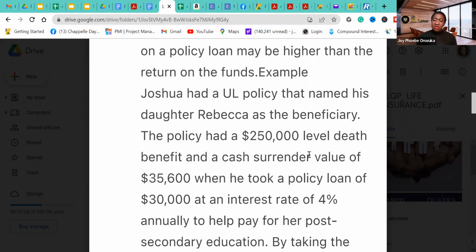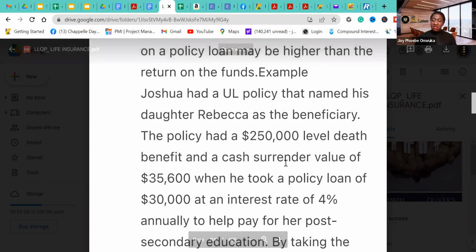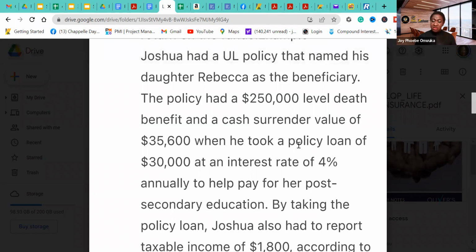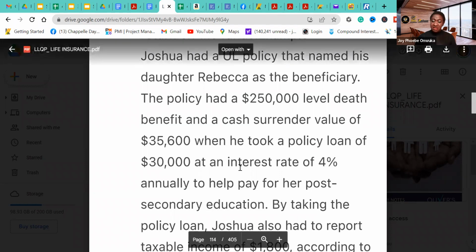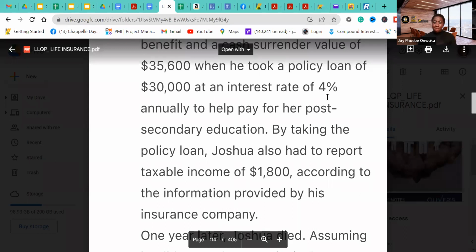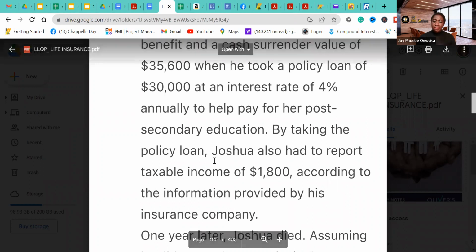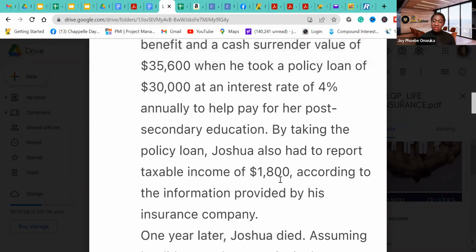Joshua had a universal life policy. This is an example that named his daughter Rebecca as the beneficiary. The policy had a 250,000 level death benefit and a cash surrender value of 35,600. He took a policy loan of 30,000 at an interest rate of 4% annually to help pay for her post-secondary education. By taking the policy loan, Joshua also had to report taxable income of 1,800.